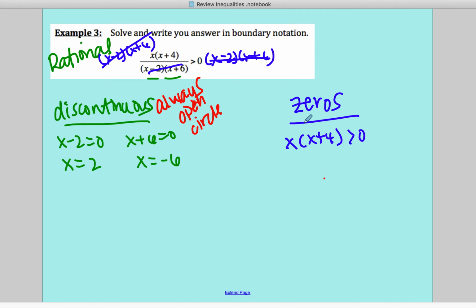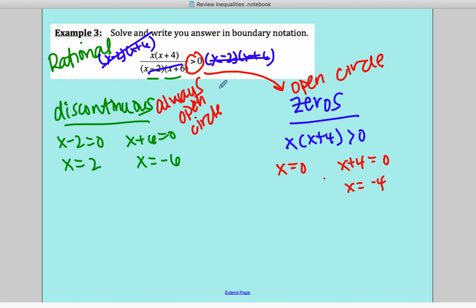So from here, I would set each one equal to 0, just like on our polynomials, and solve. So I get 0 and negative 4. Your zeros always follow what this inequality sign says. So it is not equal to, so it's going to be an open circle. If it was equal to, then it would be a closed circle. But the zeros always follow this. Discontinuities, you can never be equal to them, so they are always open.